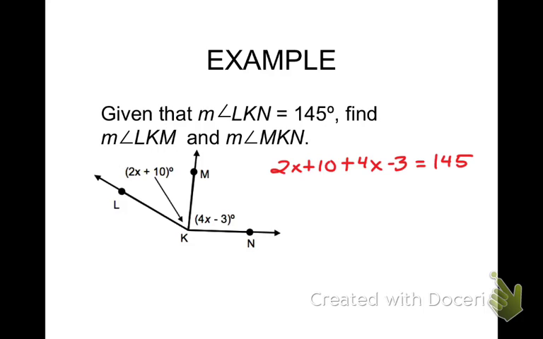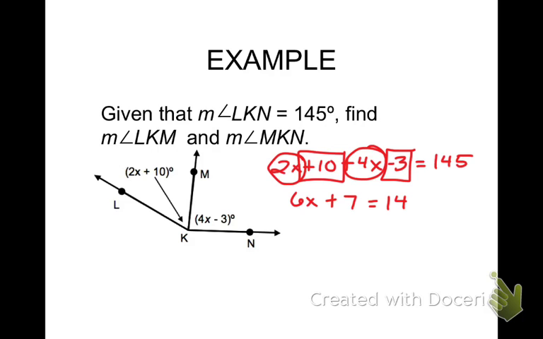Combine like terms. Do not do this. Everybody watch for a split second because people still make this mistake. Some people will start doing this. Remember, this is incorrect. You can't subtract 2x from the same side of the equal sign. That's improper algebra. Combine your like terms. 2x plus 4x makes 6x. A positive 10 and a negative 3 makes positive 7. Equal it to 145.